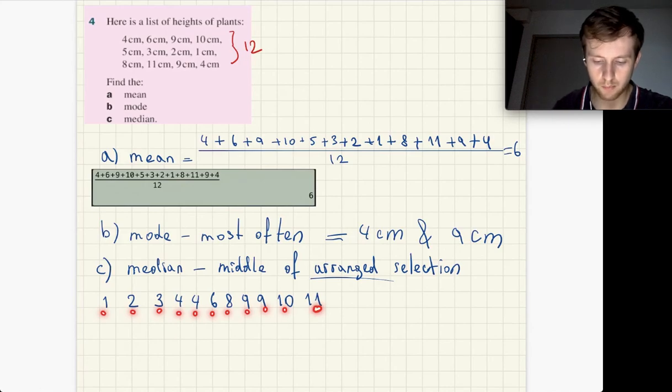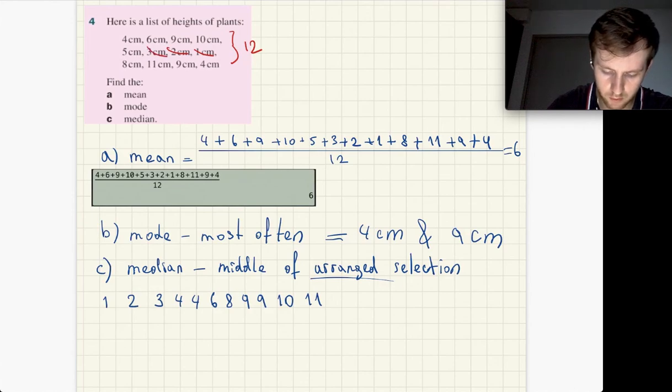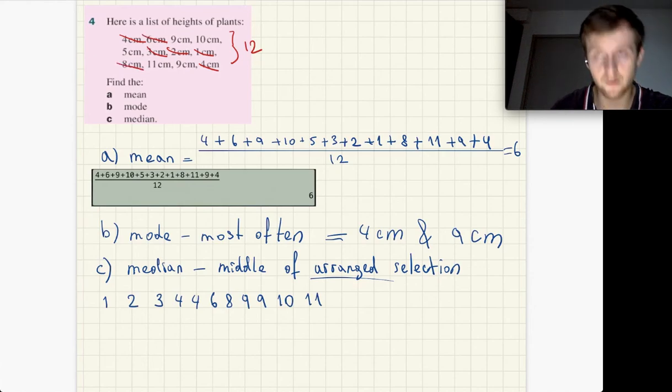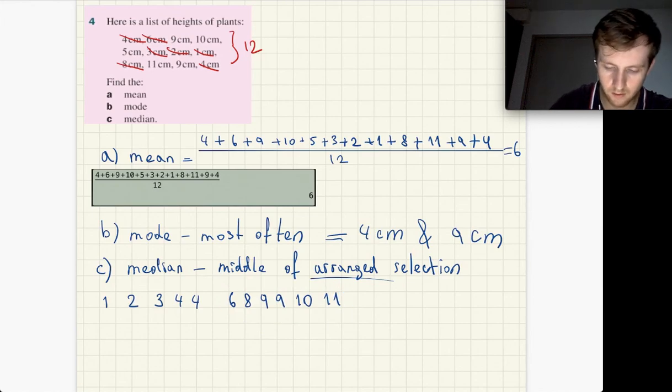What did I skip? Did I skip something? Let me cross them. So we have 1 here, we have 2, we have 3, 4, 4, 6. Oh, I skipped 5. Okay, I see that now. I skipped 5, you see? So there's 5 in here.